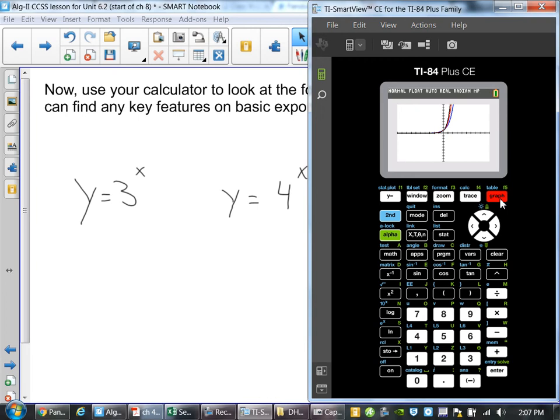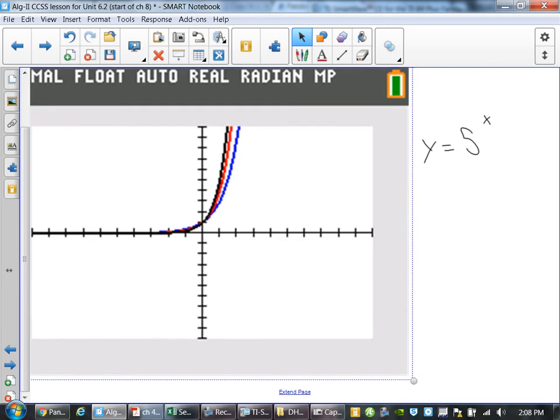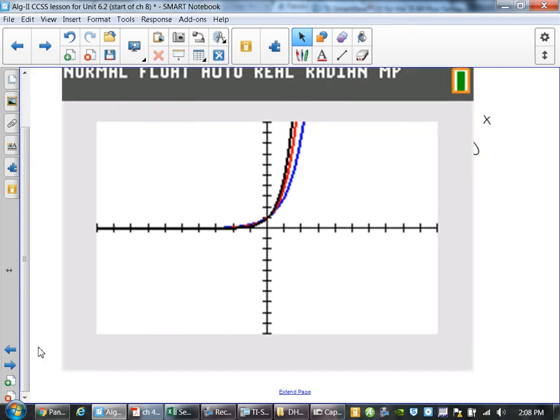What do they all have in common? They don't touch 0, good. What else? They're all increasing going from left to right, okay? Yes, this is an exponential function, very good. They all meet at 1, good.